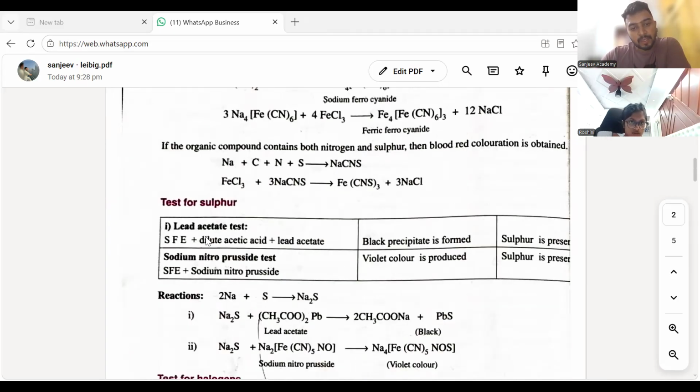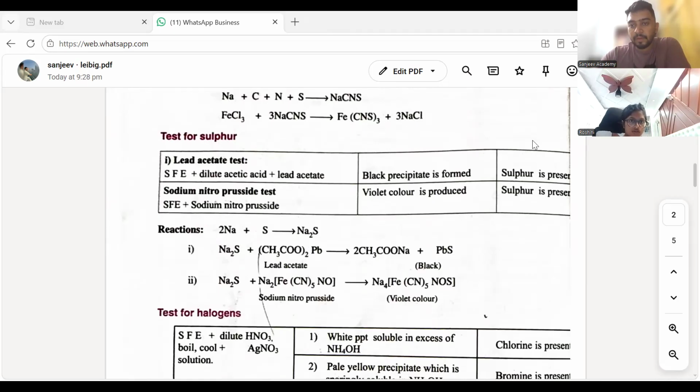Test for sulfur again. Sodium fusion extract plus dilute acetic acid plus lead acetate. If a black precipitate is formed, sulfur is present. Or else the sodium nitroprusside test: SFE plus sodium nitroprusside. If it turns violet, then also sulfur is present.